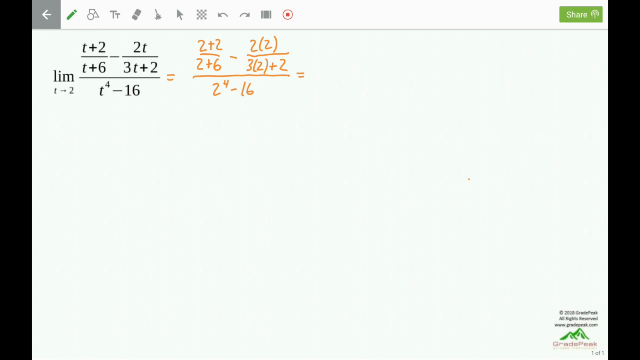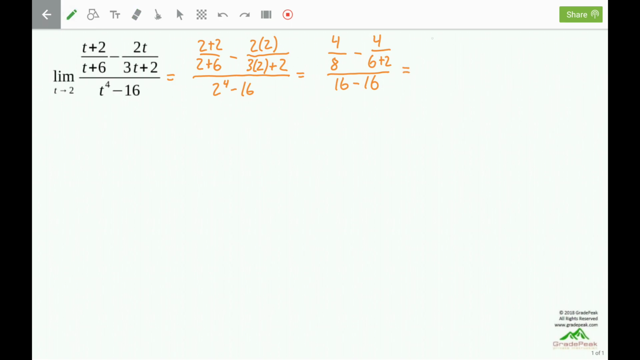Back to the numerator, 2 plus 2 is a 4, over 2 plus 6 is an 8, minus 2 times 2 is a 4, over 3 times 2, which is a 6, plus 2, and then all of that over 2 to the 4th, which is a 16, minus a 16.